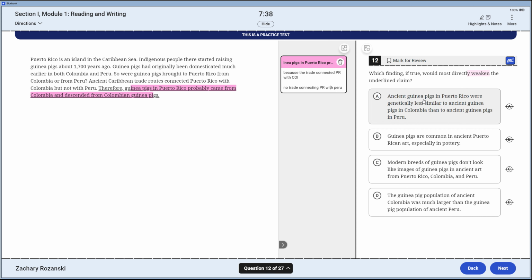All right, ancient guinea pigs in Puerto Rico were genetically less similar to ancient guinea pigs in Colombia than to ancient guinea pigs in Peru. We want to weaken it. Guinea pigs in. So we would weaken this by finding a connection. That's what we're looking for. Genetically less similar.